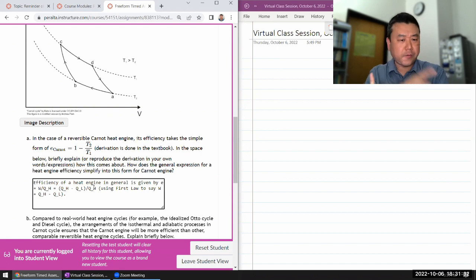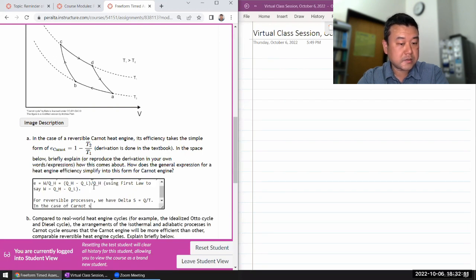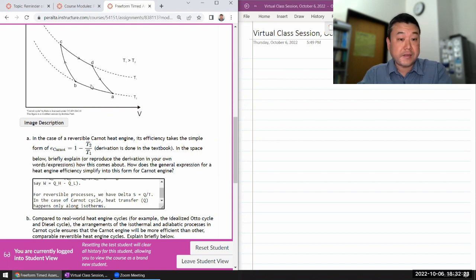And in the lecture, we did it the other way, meaning we were trying to introduce the idea of entropy. And in order to introduce entropy, we were looking for some kind of state function. That's how we went. The answer here would be to go the other way, which is we already know for reversible processes that the change of entropy is equal to the amount of heat transfer divided by the temperature. In the case of the Carnot cycle, heat transfer happens only along isotherms, up here and down here. It's really nice because along the adiabatics, there's no heat transfer, so no change of entropy.